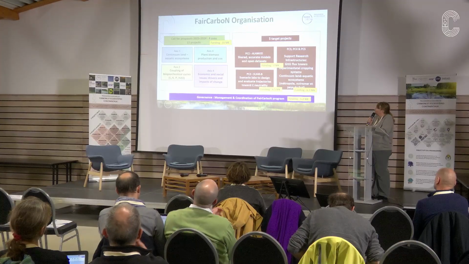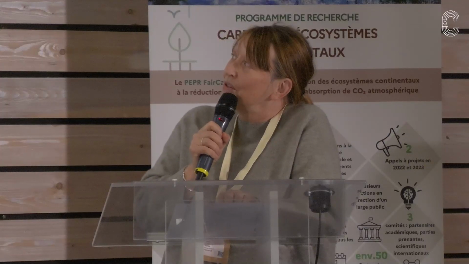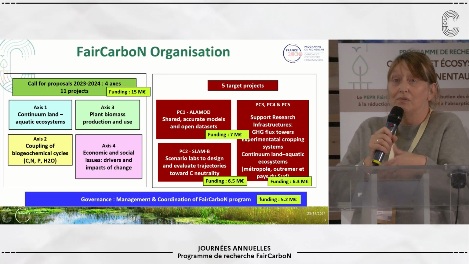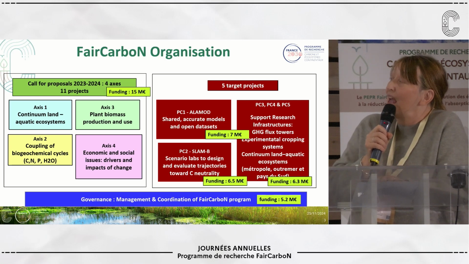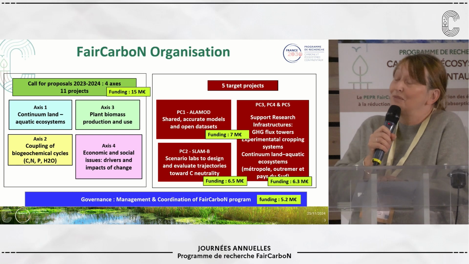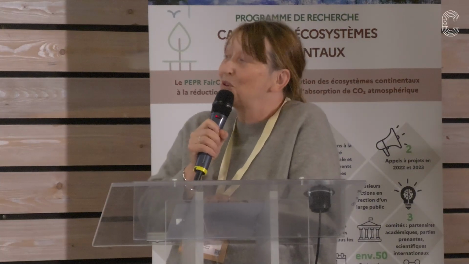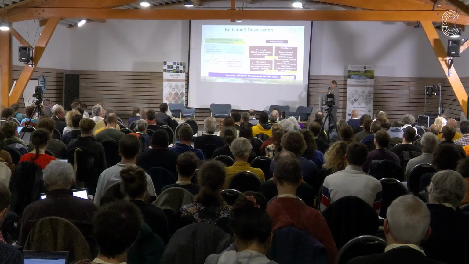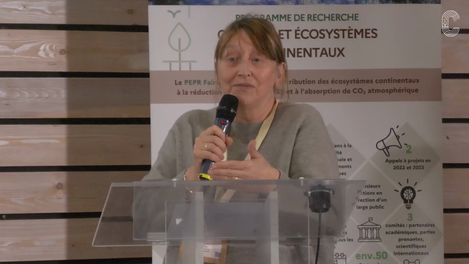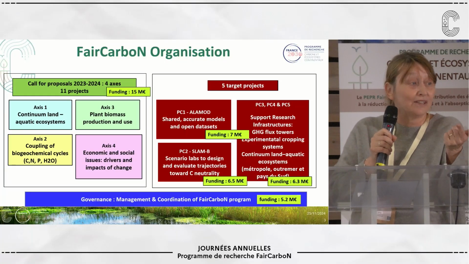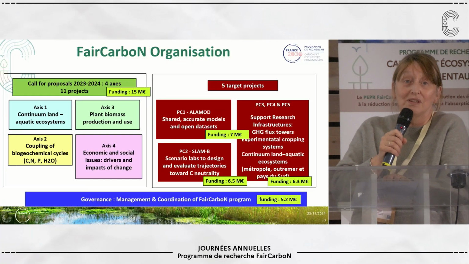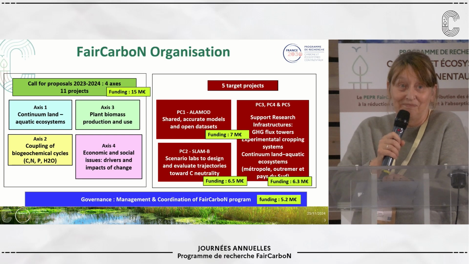And we have this third axis about the carbon in plants, so how the plant incorporates carbon, how they can store the carbon, and also how they can transmit the carbon to the soil in different ways. And the final axis is very important for us: economic and social science. We hope that all the projects can have a little bit of this component inside their own research. For this reason, we organize tomorrow this session about the voluntary carbon market.